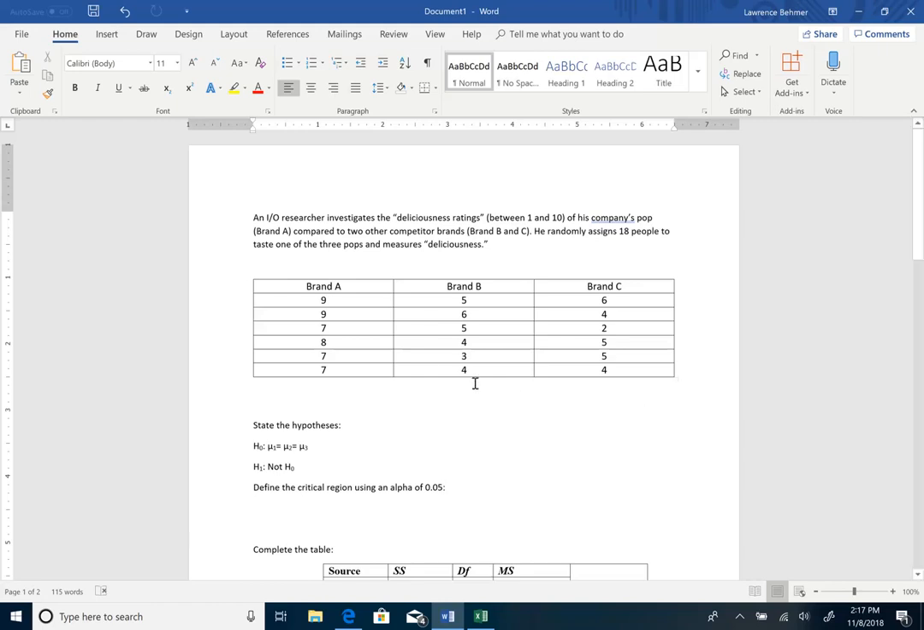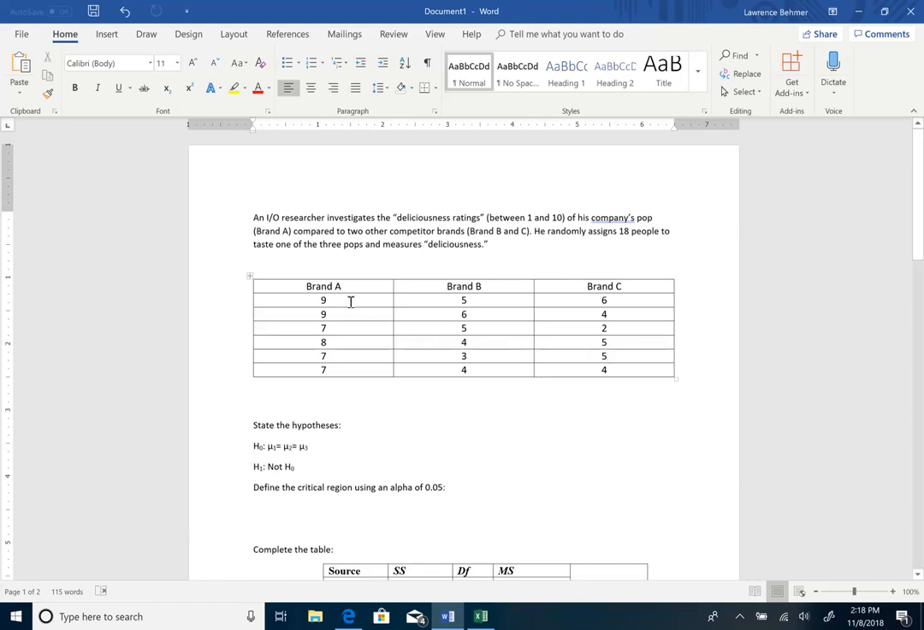So, remember that this is a between subjects design. He's got a total of 18 people. They've been randomly assigned to 1 of 3 conditions. So you're going to have 6 people in each condition. The people that are tasting and rating brand A, that's 6 people. The people that are tasting and rating brand B, that's 6 totally different people. And the people that are tasting and rating brand C are also 6 different people. Right? So this is a between subjects design. One group of people, another group of people, another, or one sample, another sample, right?